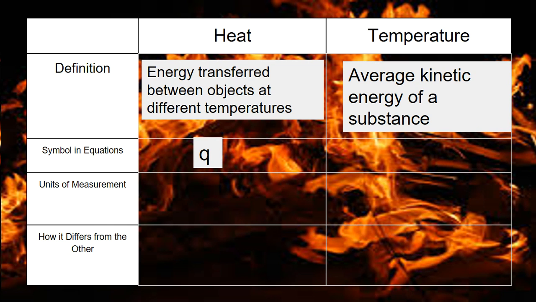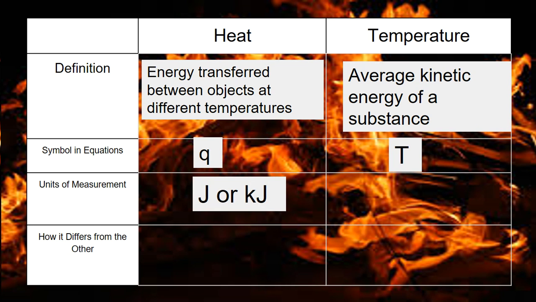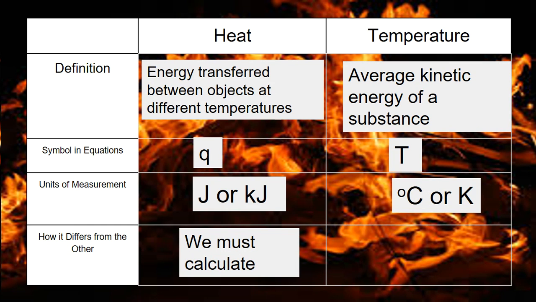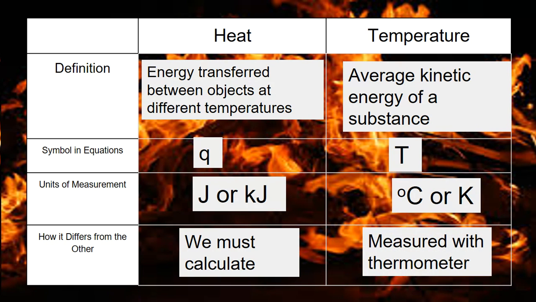The symbol in equations for heat will be Q, and for temperature will remain T. So Q, not exactly intuitive, but temperature as a T, hopefully. And since we just did that with PV equals nRT stuff, that won't be a surprise to you. The unit of measurement for heat is joules or kilojoules, and for temperature is degrees Celsius or Kelvin. And we have to calculate heat. If I ask you about heat, it's something you have to calculate, whereas temperature you can measure with a thermometer.